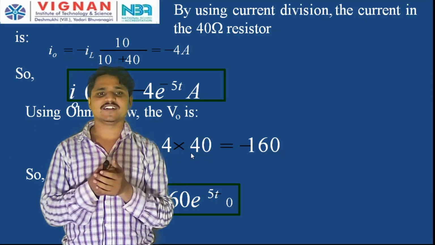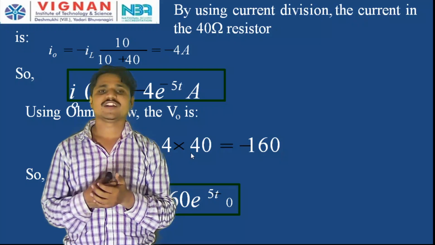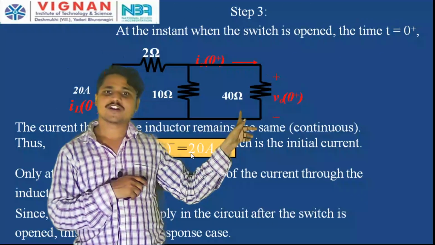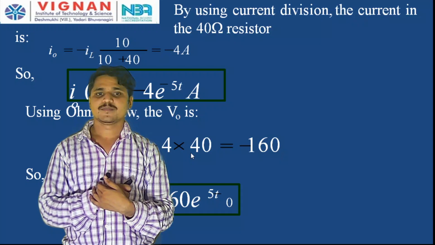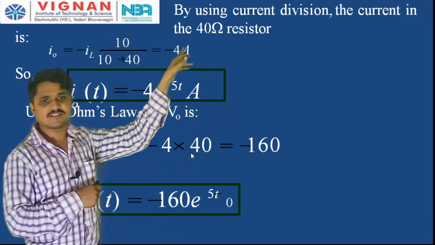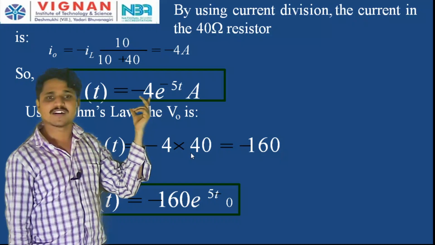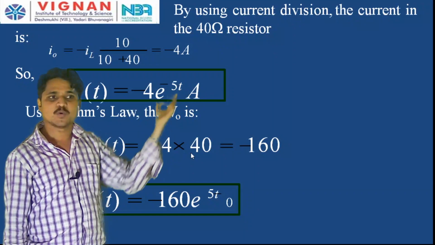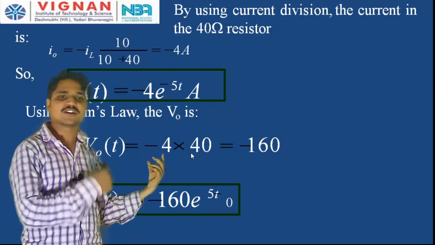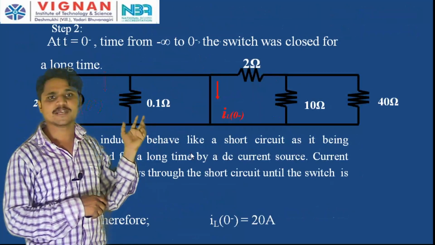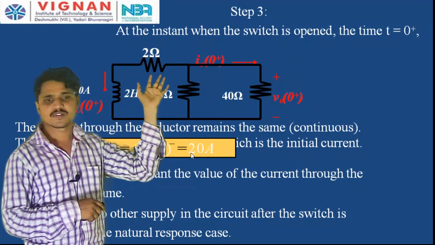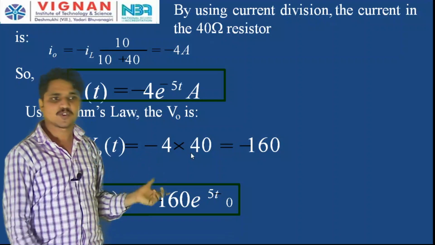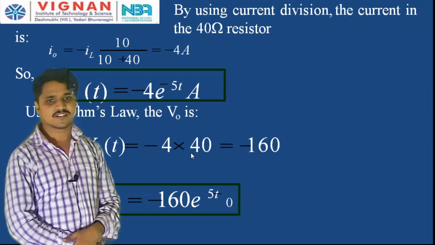Using Ohm's law, once you get the current, it is easy to find the voltage across the resistor. V naught of t is equal to I into R. I is minus 4, R is 40 ohms, so 4 into 40 is minus 160 volts. The initial current is 4 amperes in magnitude, but I of t is reducing, approaching 0 at the rate e to the power of minus 5t. The voltage, minus 160 volts, also decreases to 0, because there is no independent source in this circuit. Therefore, the current and voltage must approach 0. At what rate? This is the rate: V naught of t is minus 160 e to the power of minus 5t volts.